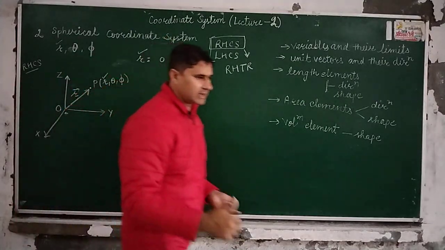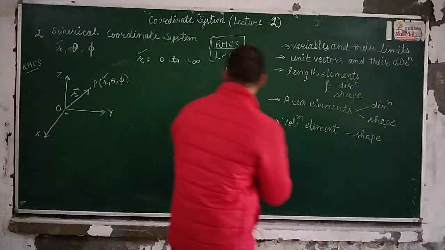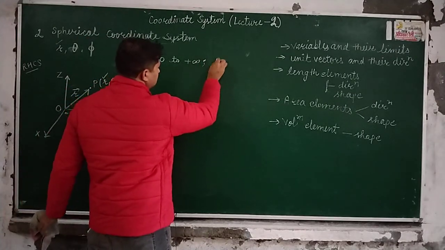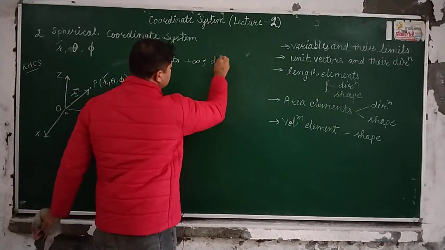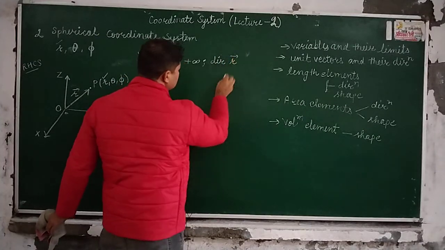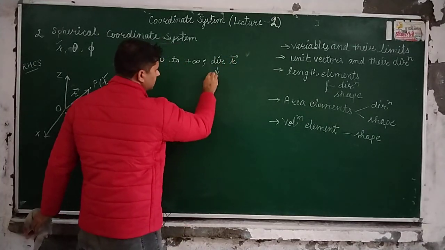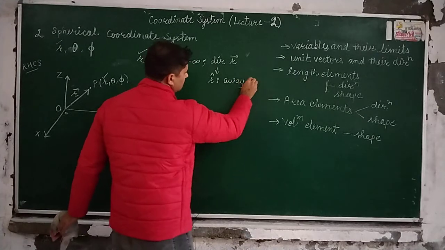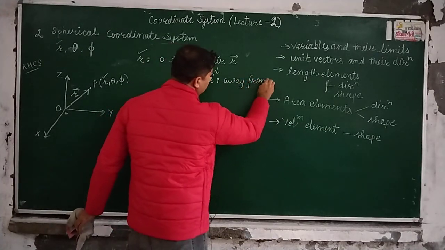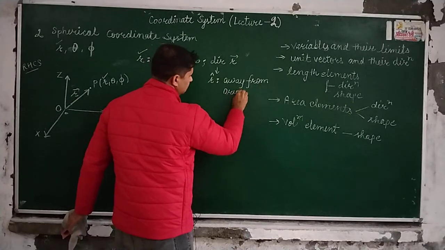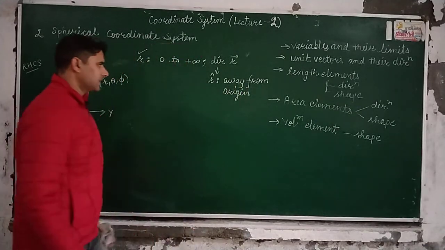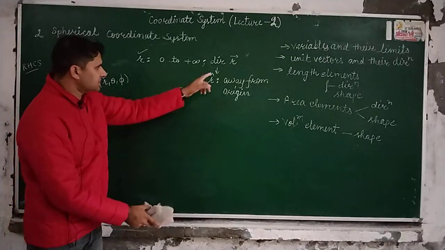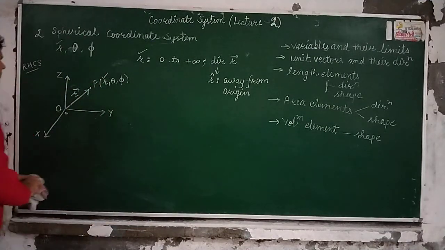And the corresponding direction, let me represent it right here. The direction of a radius vector is given by r cap, and this is always away from the origin. You are to keep this in your mind. If you measure any length element towards the center, then the direction will be minus r cap. So we have resolved one variable.